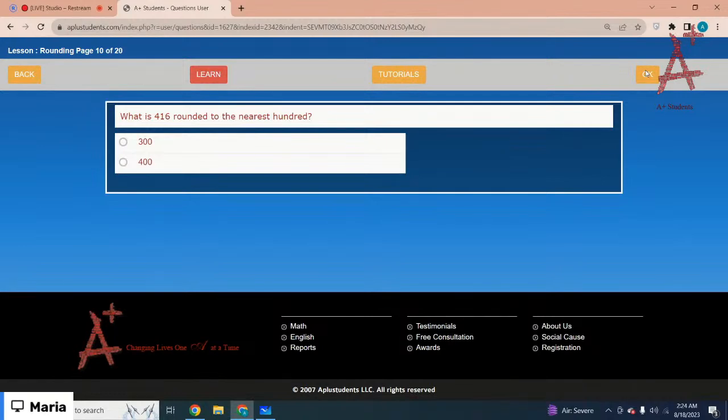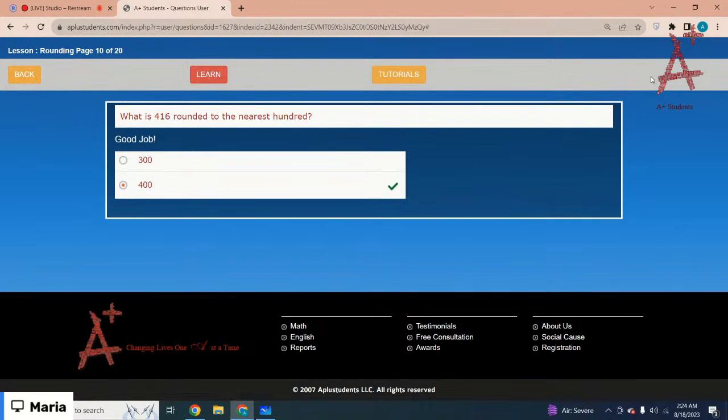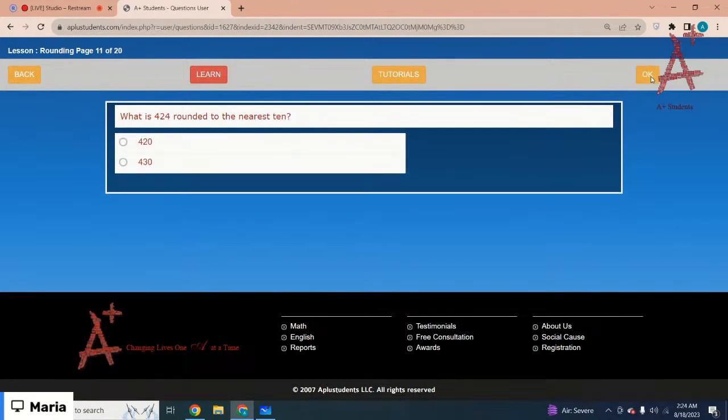Very good. 416 is rounded off to 400. The correct option is 400. Okay, we're done with the lesson. You can complete the rest of the questions by yourself later today. So let's just start with the next lesson.